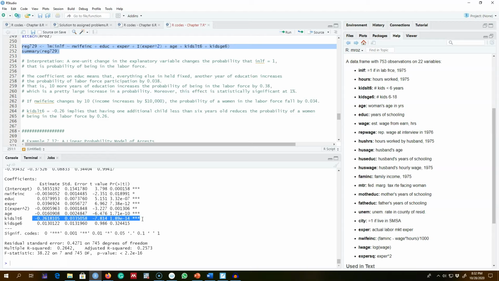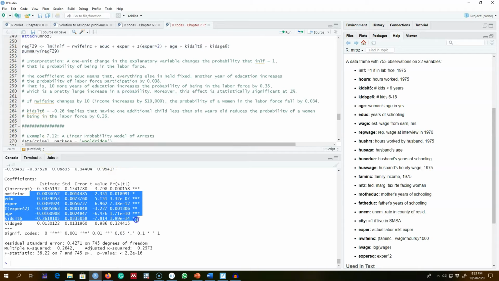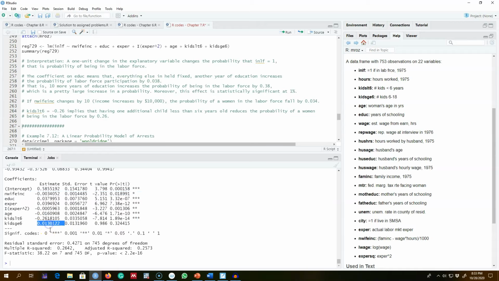So this is probably the most interesting variable, which shows the number of kids less than 6 in the house. An additional kid less than 6 years old reduces the probability of a woman being in the labor force by 0.26. On the other hand, the variable which shows the number of kids aged between 6 and 18 has no statistically significant impact on women's probability of being in the labor force. So again, each of these coefficient values shows a probability that a woman will be in the labor force as a result of a 1 unit change of that respective variable.